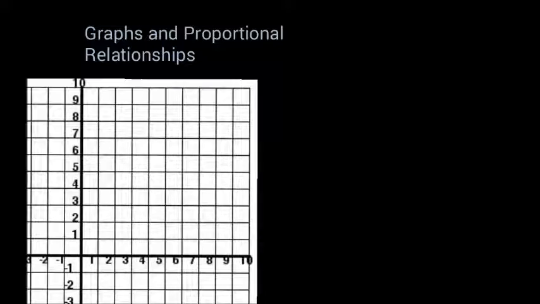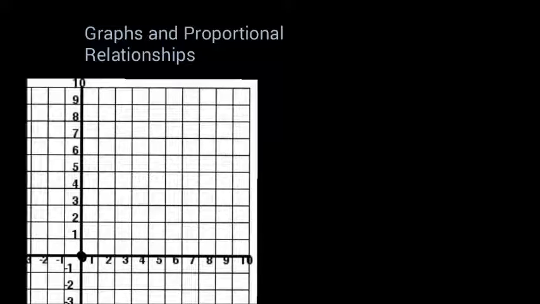Alright, so we're going to talk about graphs and proportional relationships. So focused in just on that first quadrant there. And so for a graph to be proportional, one, it has to go through the origin. So it has to have a point at 0, 0. And it has to go up by a proportional amount, which means it has to form a line.